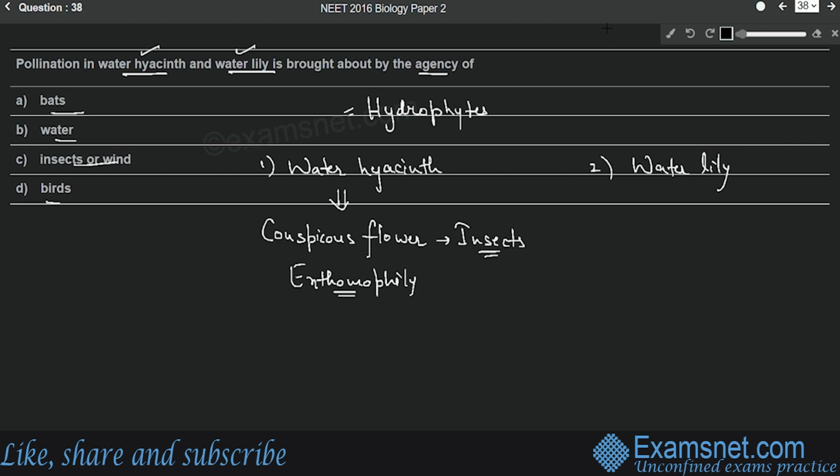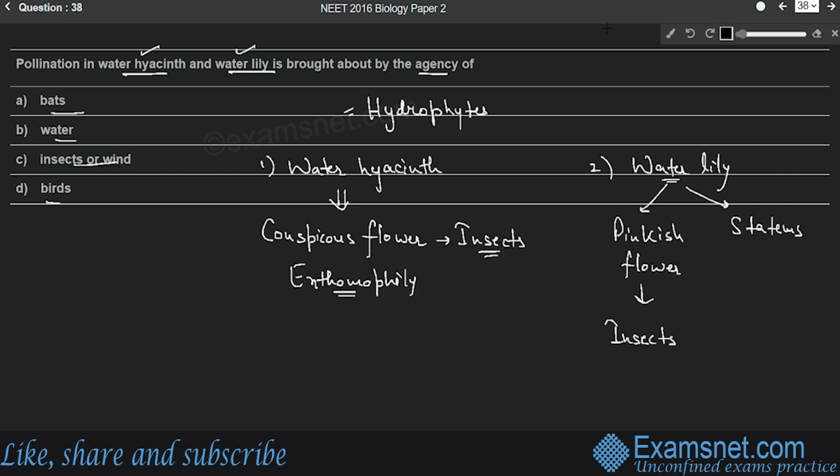Now if we talk about the second one, that is water lily, it also has beautiful pinkish flowers. So again, insects are attracted towards these flowers. So one type of pollination that is possible in water lily is entomophily, and at the same time they have a large number of stamens.